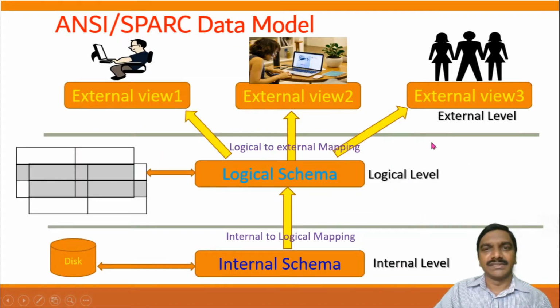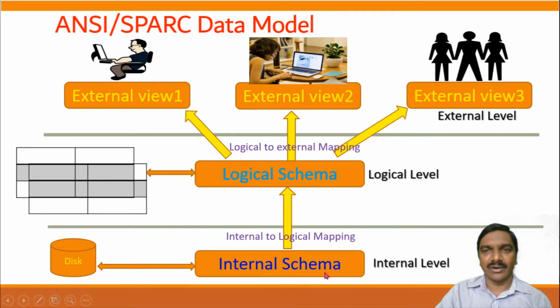Okay, now this is the actual ANSI-SPARC data model. Here we have the internal level, logical level, and external level. In the internal level, we have the internal schema. We will be looking at what a schema is in the next slides. Then in the logical level, we have the logical schema. In the external level, we have external views.